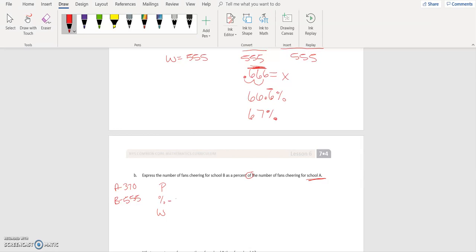Again, we're looking for the percent, so that's what we do not know. And of school A means of the whole. So our whole is going to be 370, and our part is going to be 555. Therefore we know we're going to get a percent that is greater than 100 because our part is greater than our whole.